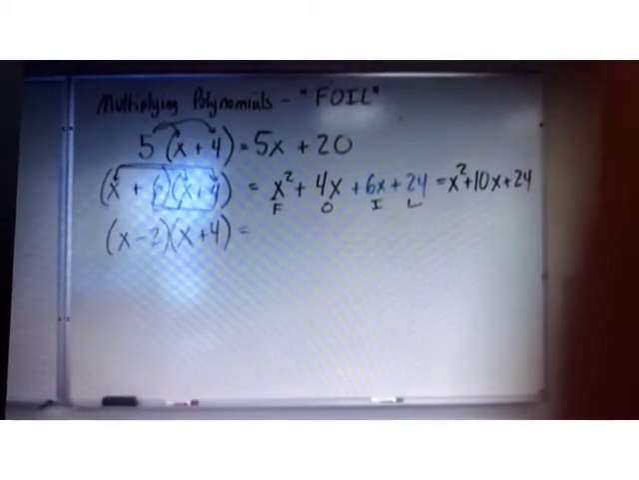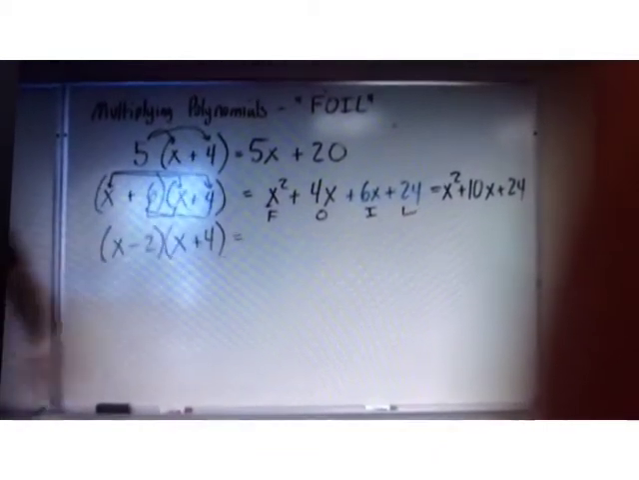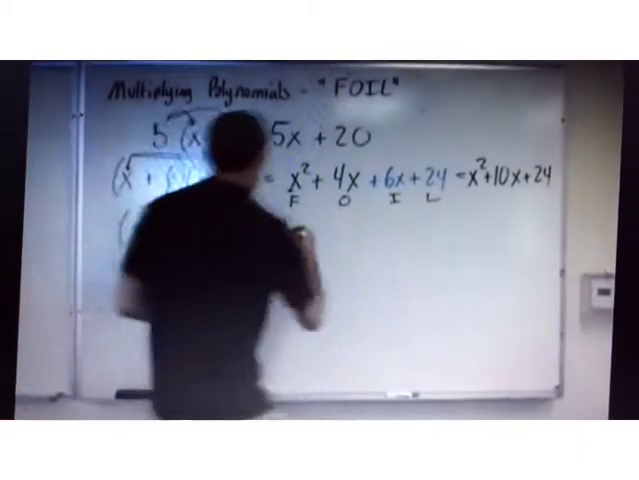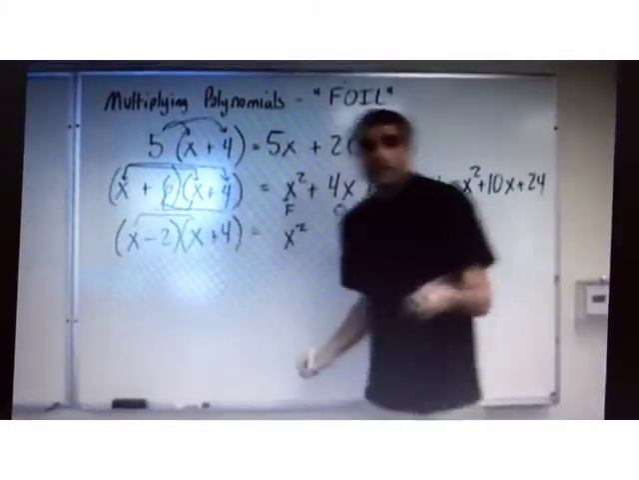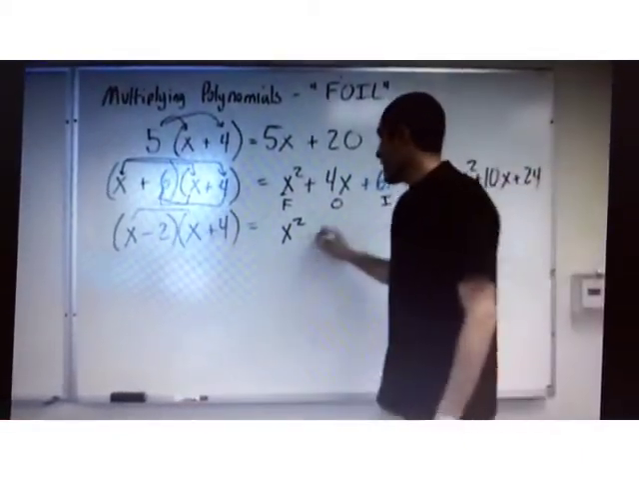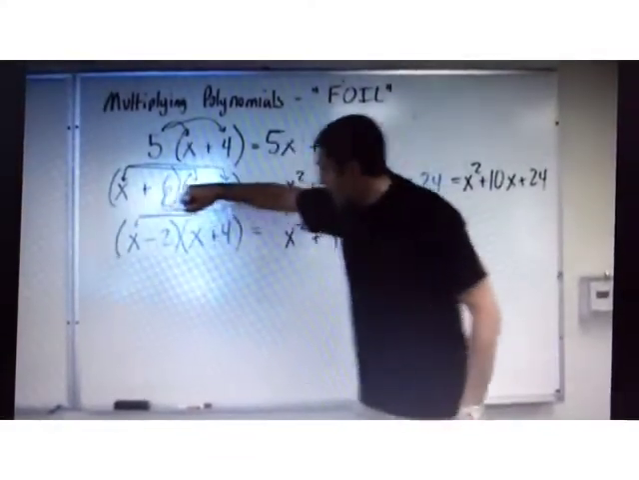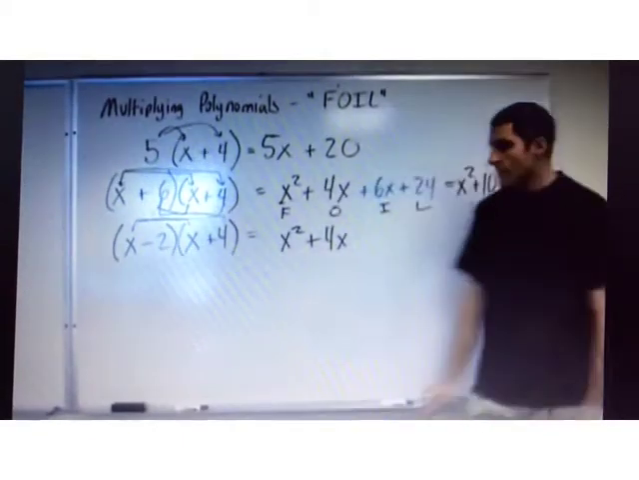Okay, volunteer to distribute this first x, meaning F and O. Yes, please. It'll be x squared, x times x, plus 4x. That is achieved by multiplying x by 4. Good.